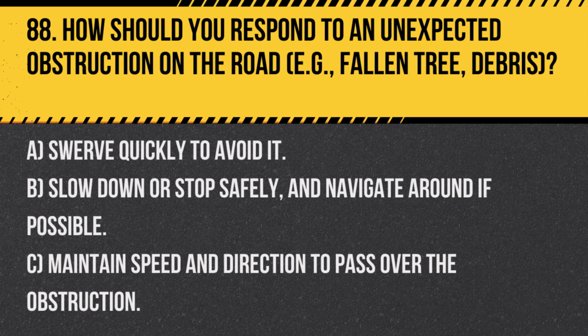Question 88. How should you respond to an unexpected obstruction on the road, e.g., fallen tree, debris? A. Swerve quickly to avoid it. B. Slow down or stop safely and navigate around if possible. C. Maintain speed and direction to pass over the obstruction.